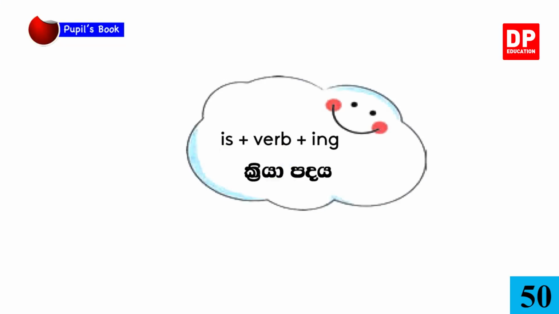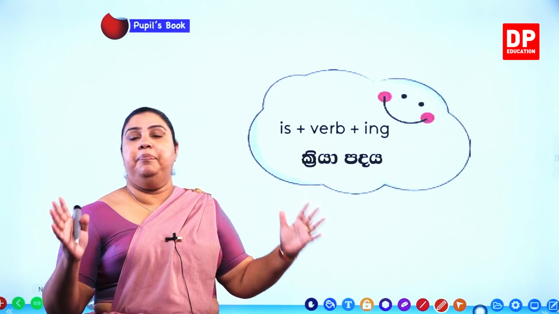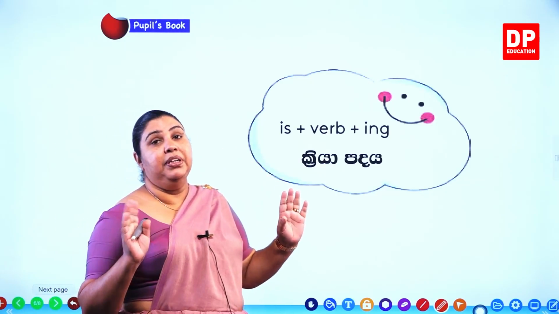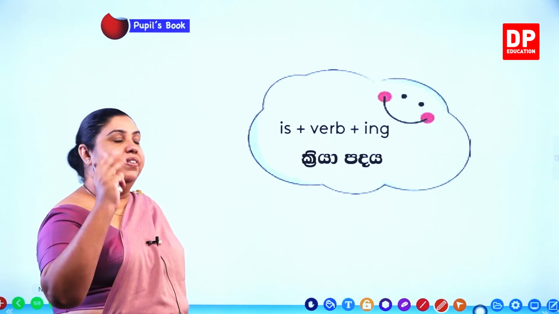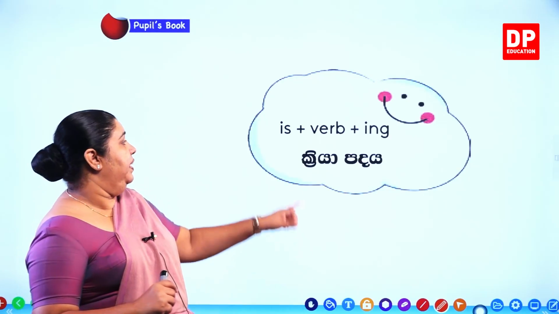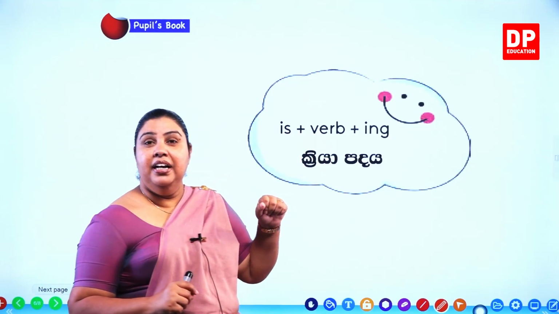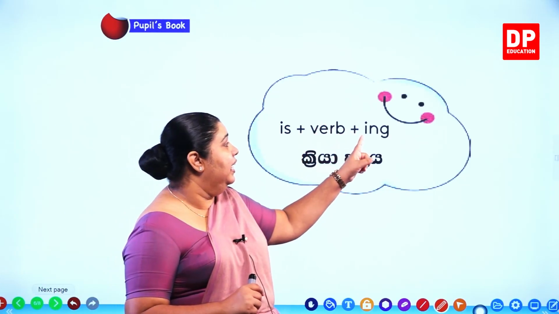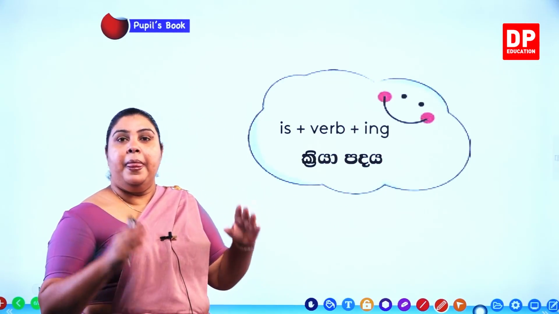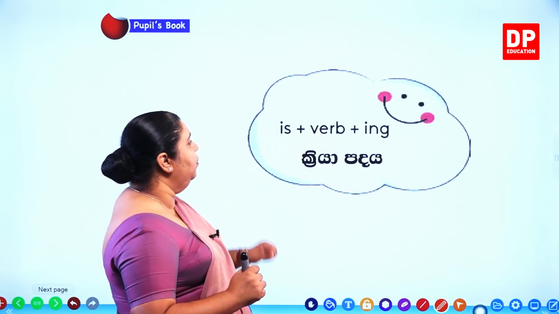Right. So now I think you saw a lot of verbs today. Now in our happy cloud today, you have to take your pupils book and turn to this page. We have our happy cloud. We have 3 words. We have the word is, then we have the word verb, and we have the word ing. That is I-N-G. Ing. And we have something over here.